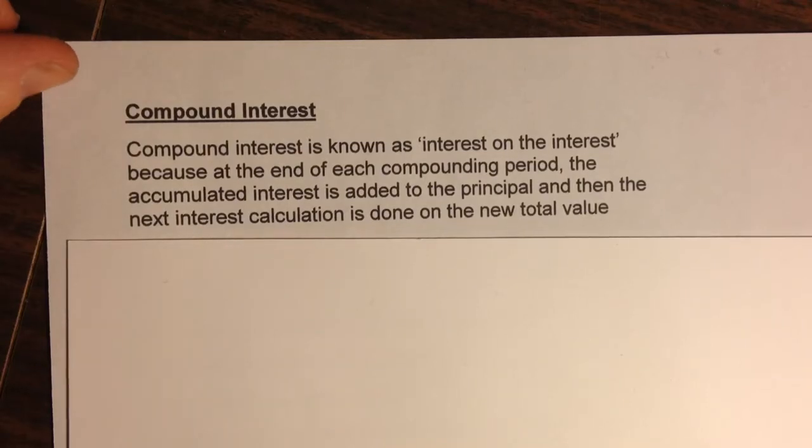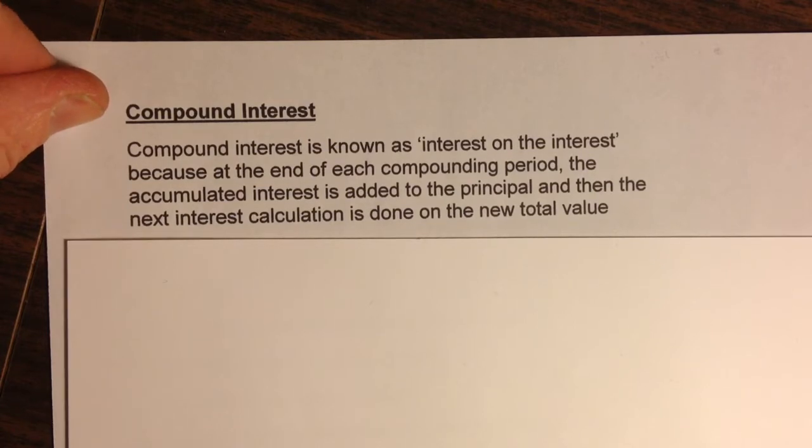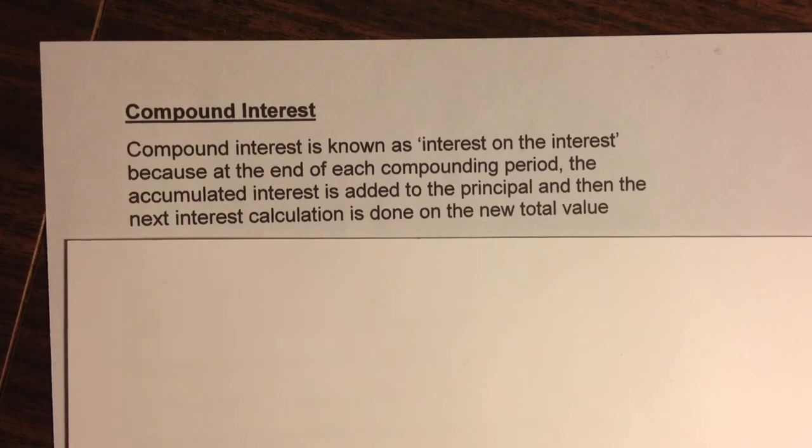Okay, compound interest. Compound interest is known as interest on the interest, because at the end of each compounding period, the accumulated interest is added to the principal and then the next interest calculation is done on the new total value. So your money is working better for you because its interest also earns interest on itself.